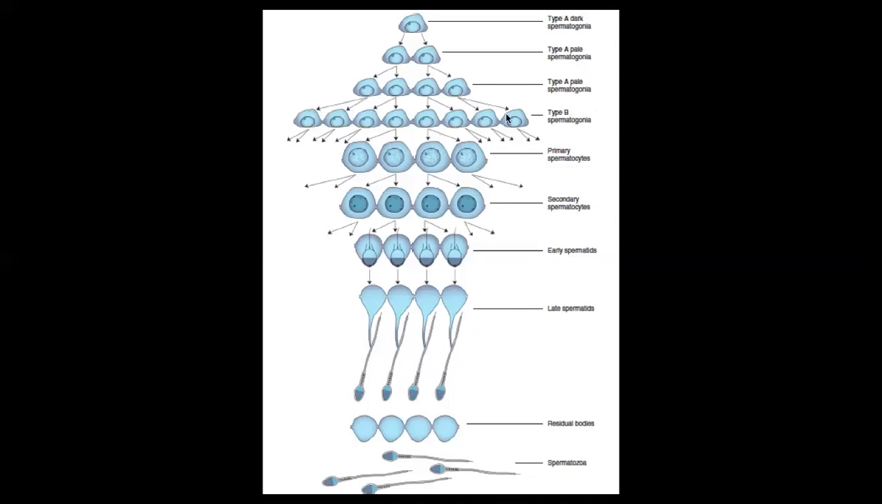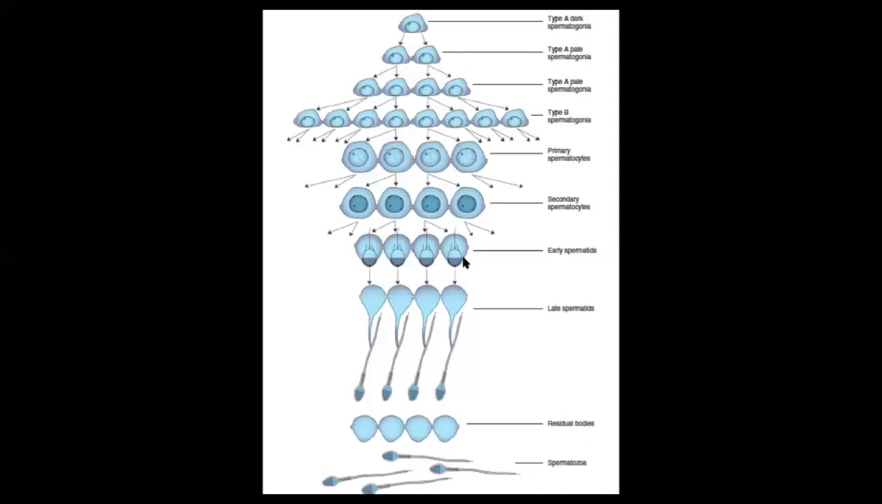These are more differentiated. Once type B spermatogonia are there, now we know that yes, these are the cells which are supposed to go into meiotic divisions. Okay. So they undergo meiotic division and give rise to primary spermatocytes and secondary spermatocytes. They are still all connected to each other. See here, cell membranes are connected to each other. Later on, they undergo second meiotic division and give early spermatids.